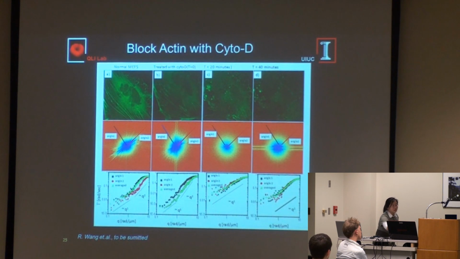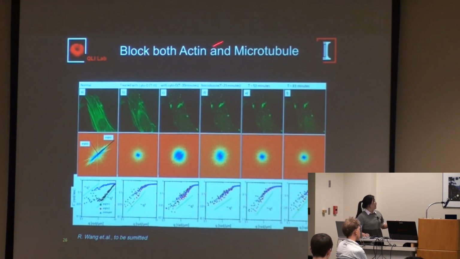Our hypothesis is that maybe the cyto D-blocked segments fall onto the microtubule, so the microtubule can carry them more deterministically. So we did this control experiment. We blocked the actin first, and then we blocked the microtubule. We found that the deterministic motion returns, and if we block the microtubule, it finally becomes purely diffusive.